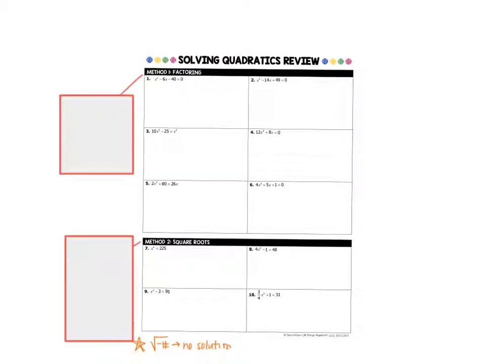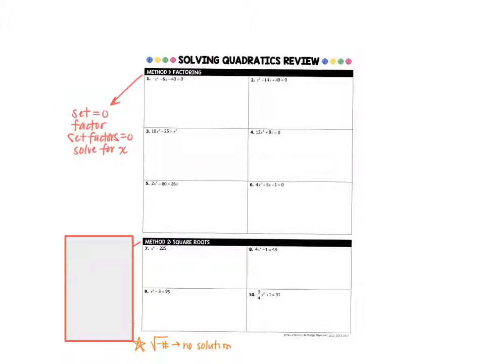So the first method we learned for solving quadratics was factoring. So to review, to solve a quadratic by factoring, you want to make sure the quadratic is set equal to 0. You want to factor. Then you want to set those factors equal to 0 and then solve for x.